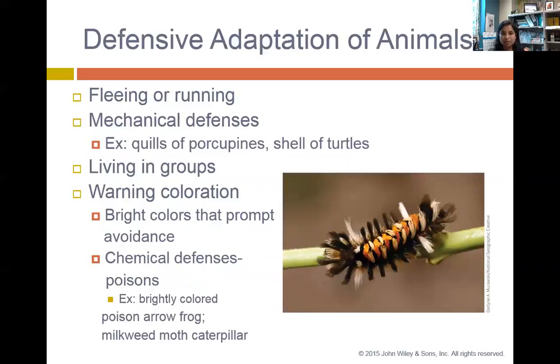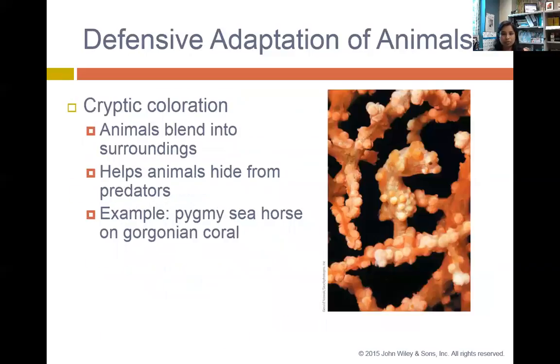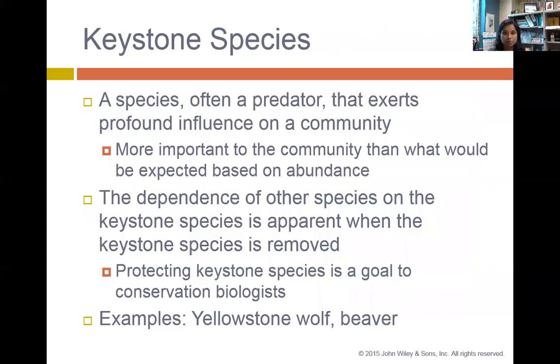And then defensive adaptations in animals, right? Again, there are a lot of different adaptations: mechanical defenses, living in groups, warning colorations, right? So read about those. And then cryptic coloration, which means these are colorations that allow them to camouflage better. Right? Okie dokie. And then moving on to a kind of species called keystone species.